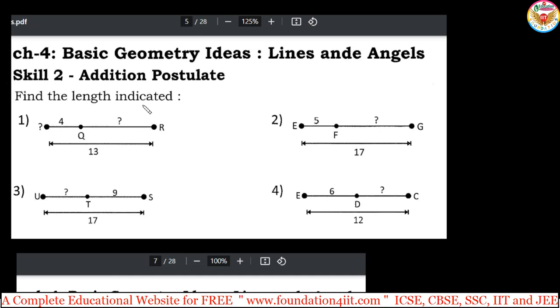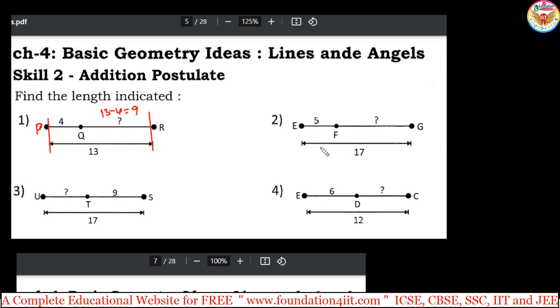First, the addition postulate. Basic geometry ideas. Now Q, this point to here is 4 plus how much? The total length is 13, the length from this edge. Both are the same line, same edges. Total is 13. Now here there is 4. So how much is remaining? If we keep P, PQ, QR, total is 13. So from the total length of 13 units, 4 is given. So the remaining on the line is 13 minus 4. That is 9, because if you add, you should get the total.